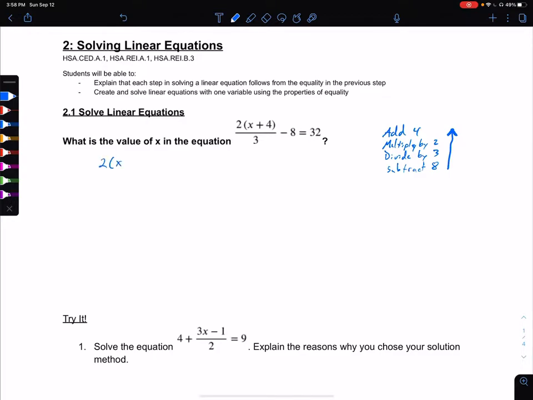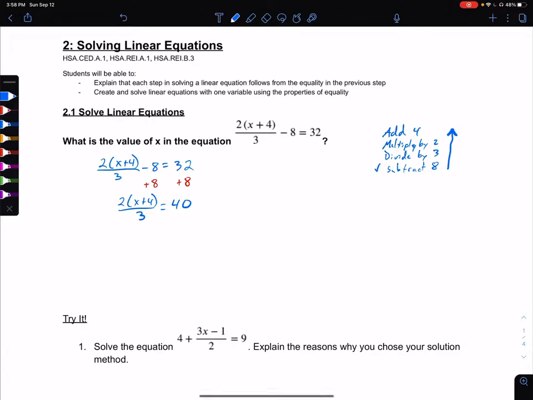So I'm going to rewrite my equation as 2 times x plus 4, all divided by 3, minus 8 equals 32. And the first thing I want to undo is what I would do last. So normally I would subtract 8. So if I'm undoing that, I'm going to undo the subtraction of 8. And to do that, I would add 8 to each side. So these two would effectively cancel each other out, right? We're trying to undo those operations. So we're left with 2 times x plus 4 divided by 3 on the left, and then 32 plus 8 would be 40 on that right side.